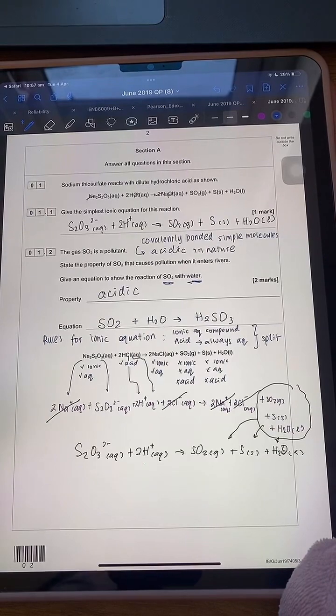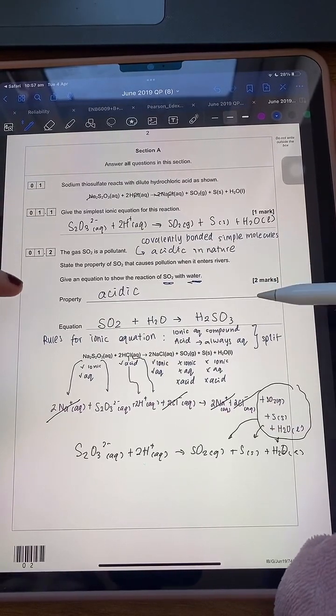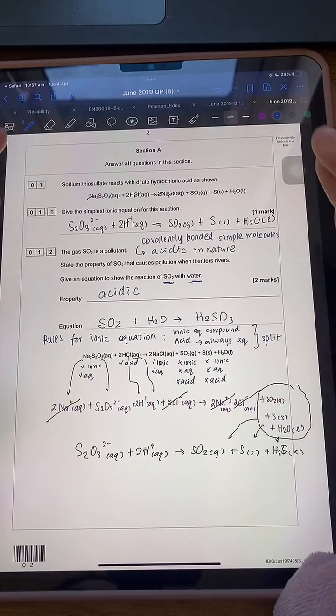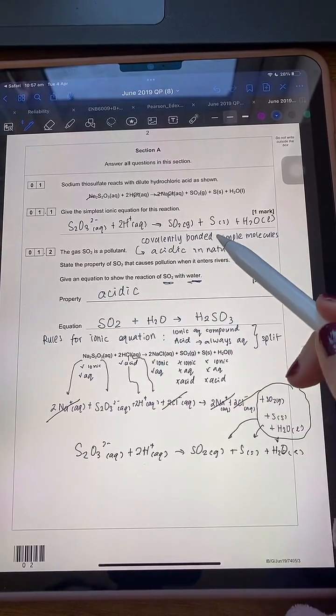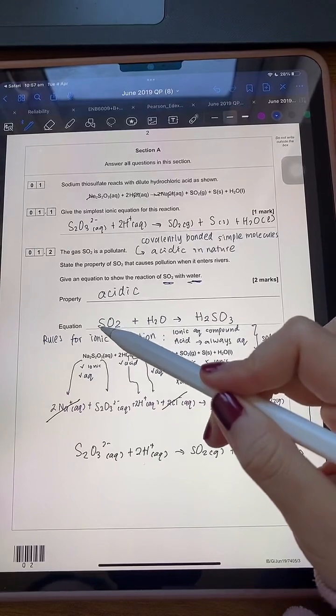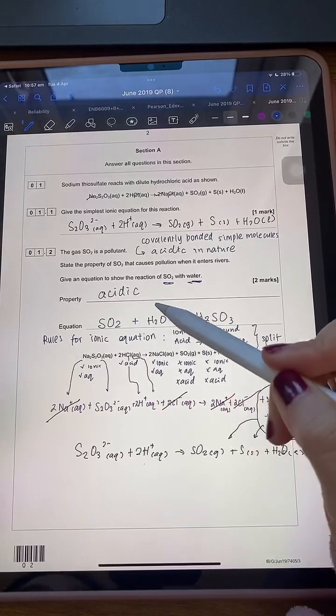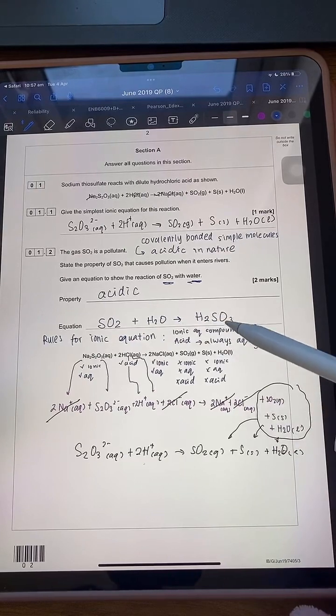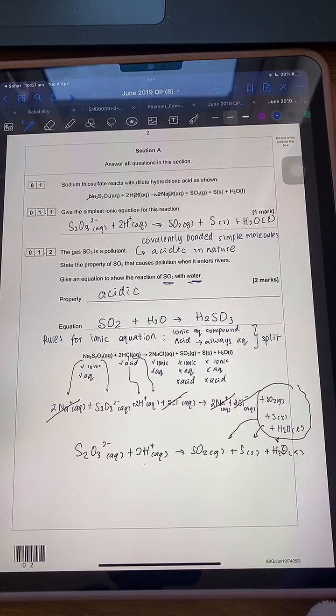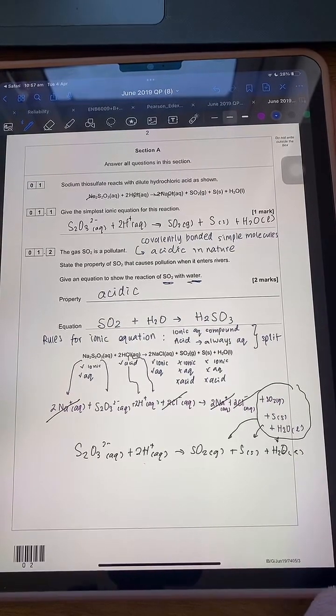Why did you merge them? So I merged them because that's one of the rules that we have. So if you have any covalently bonded compounds, like this one, SO2 is covalently bonded, reacting with water, they will always just merge. It's a trick that you can use basically. How do we know SO2 is an acidic covalent compound? All covalent compounds are acidic.